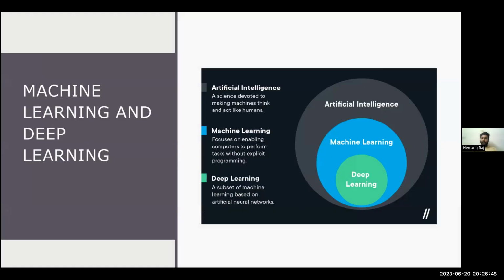Next thing is deep learning. Deep learning is a subset of machine learning. Deep learning is made using several layers of neural networks which we use to predict something.